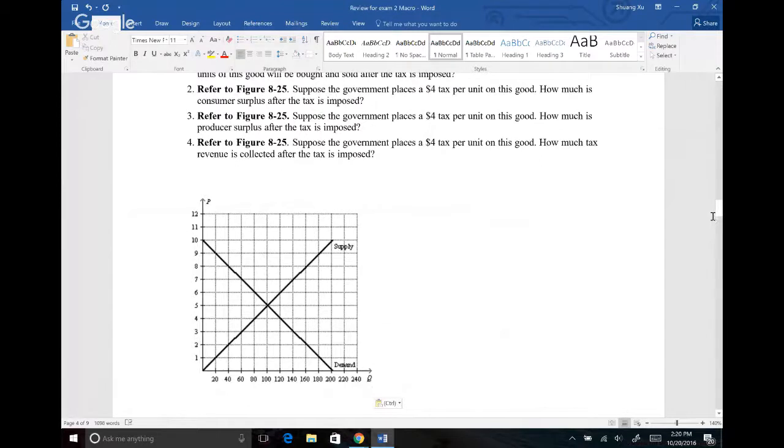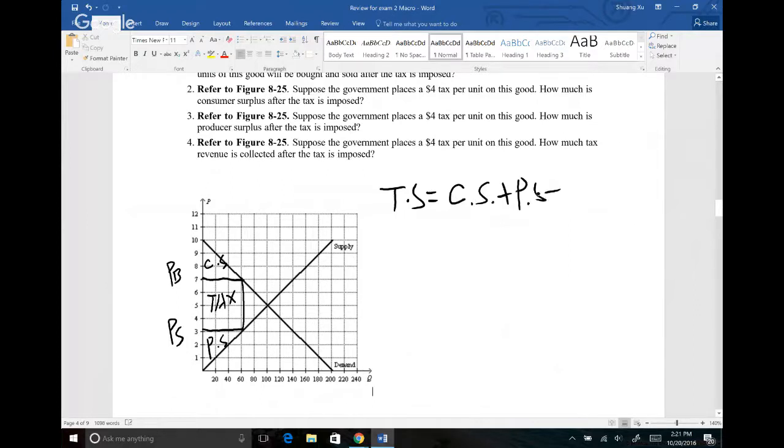All right, so if the tax is $4, that'd be the difference between your demand and supply curve. So this difference is $4. So 7 minus 3, that's 4. At 7, that's the new price for the buyer. At 3, that's the new price for the seller. All right, and then your consumer surplus will be this triangle on top. Producer surplus will be this triangle on the bottom. Your tax revenue is a rectangle in the middle. And then total surplus, so TS, is your CS plus PS plus tax.